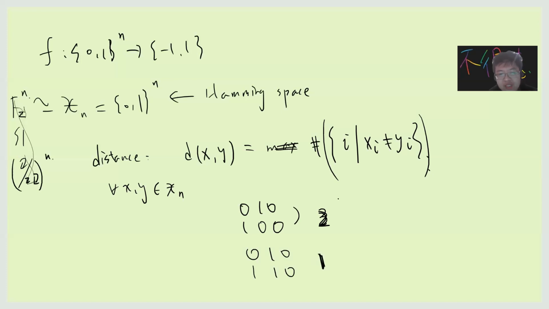It's a very simple exercise to check that this distance is actually a metric, so with this distance, X^n becomes a metric space. So this is called the Hamming space. And then we can define a ball. We can define a ball in a Hamming space.